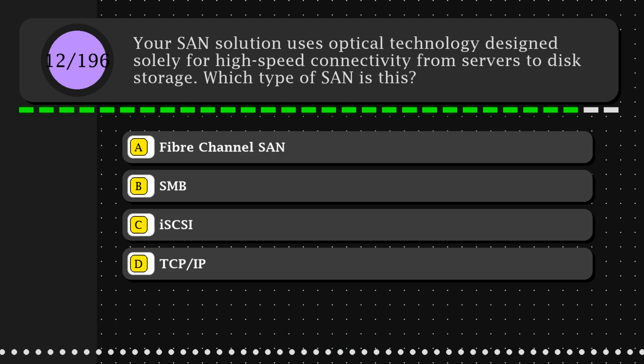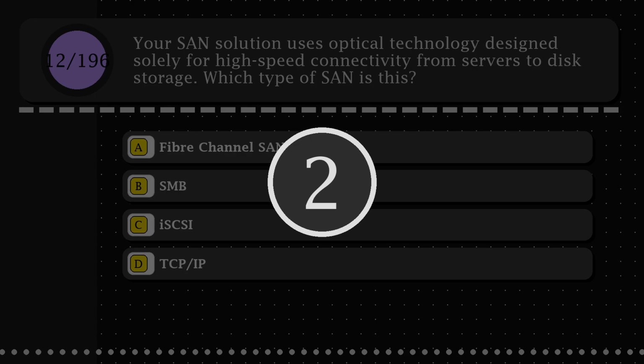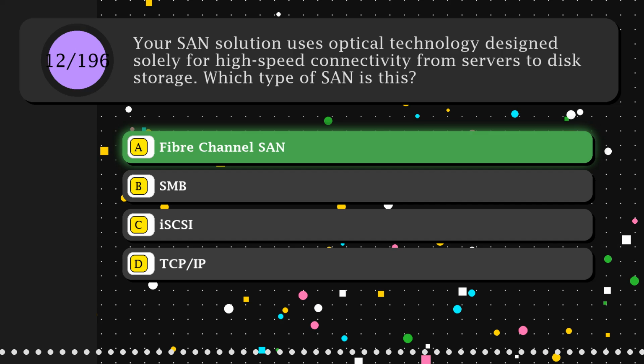Question 12. Your SAN solution uses optical technology designed solely for high-speed connectivity from servers to disk storage. Which type of SAN is this? Option A, Fibre Channel SAN. Option B, SMB. Option C, iSCSI. Option D, TCP/IP. The correct answer is option A, Fibre Channel SAN.